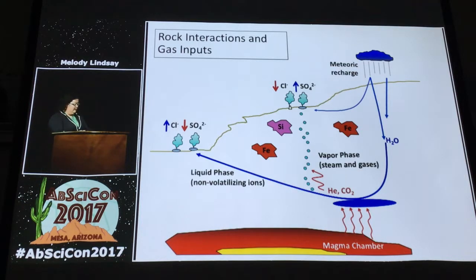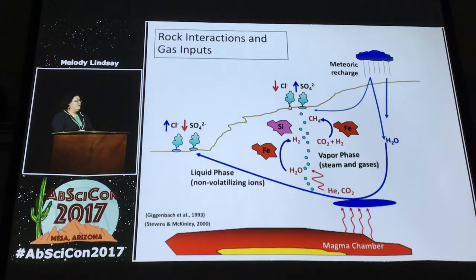And so, water vapor within this vapor phase will interact with iron silicate minerals to form hydrogen. And the CO2 gas from the magma, as well as the hydrogen, will react with iron-bearing minerals to form methane. And so, this vapor phase, which is characterized by low chloride but high sulfate waters, will also have high amounts of methane due to these crustal interactions, and helium, which comes straight from the magma chamber down here. Additionally, these springs will also likely be characterized by high amounts of hydrogen.